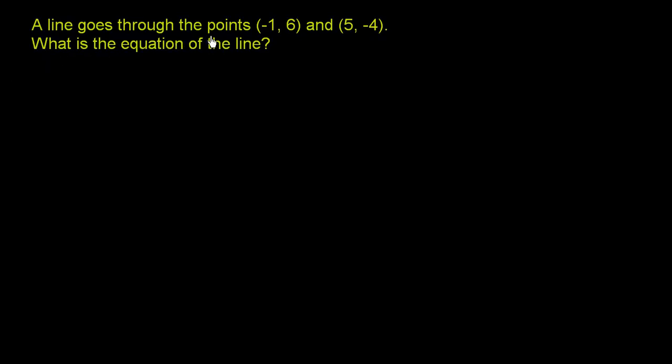A line goes through the points (-1, 6) and (5, -4). What is the equation of the line? So let's just try to visualize this. That is my x-axis. You don't have to draw it to do this problem, but it always helps to visualize.